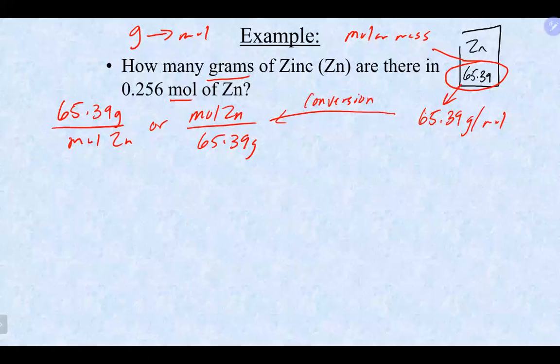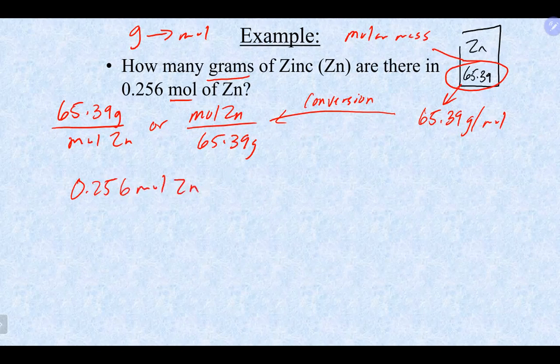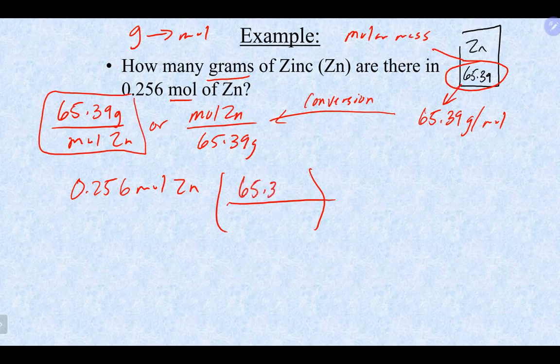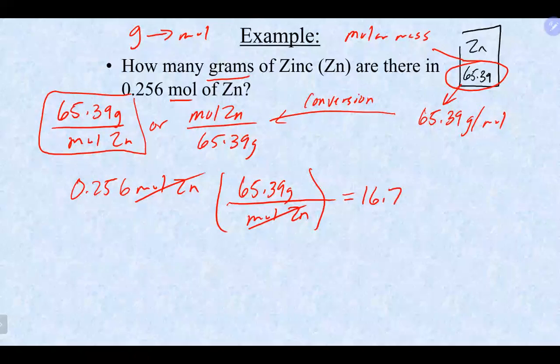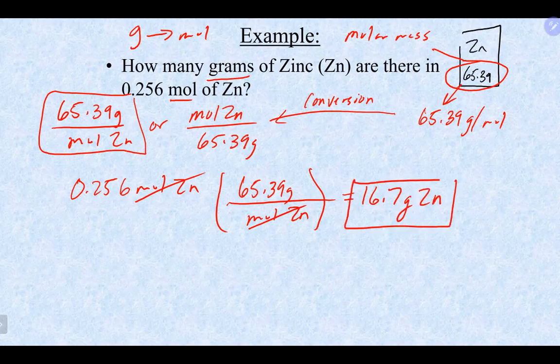And in this case, we could take a dimensional analysis approach. 0.256 moles of zinc is what we're starting with. So remember, in dimensional analysis, opposites cancel. So to cancel, we will roll with this one here so that the moles end up on the bottom. The moles of zinc here will cancel, and we will end up with 0.256 times 65.39. Looks like 16.7 grams of zinc in this case. Sig figs come off of that original number there in the box.